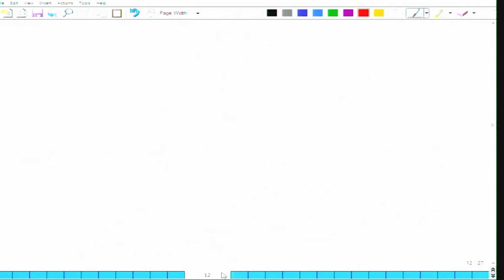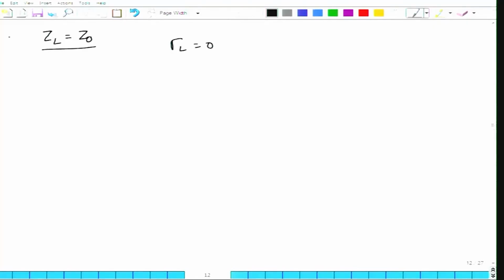What is the travelling wave? Let me go back to the situation where I consider ZL equal to Z0. This is a very special case of termination where the load is terminated in the characteristic impedance of the transmission line. When I do that, what will happen to gamma L? Well, gamma L is ZL minus Z0 over the sum. Since ZL is equal to Z0, gamma L will be equal to 0. This is the third case we are considering.